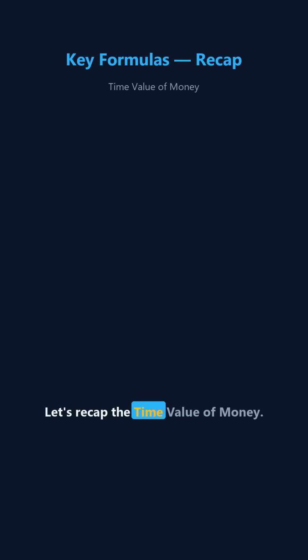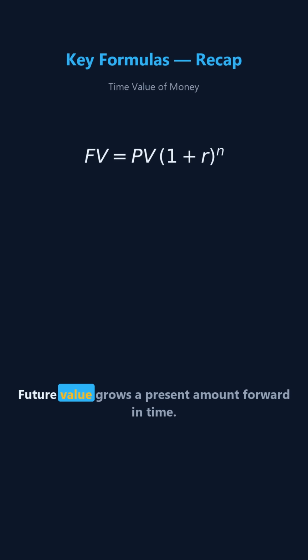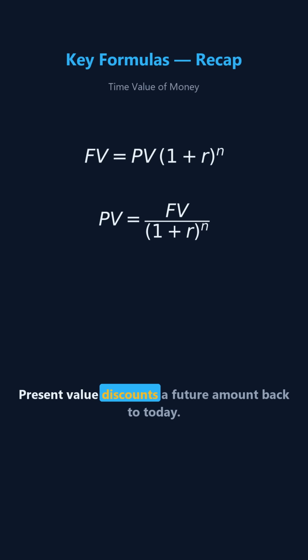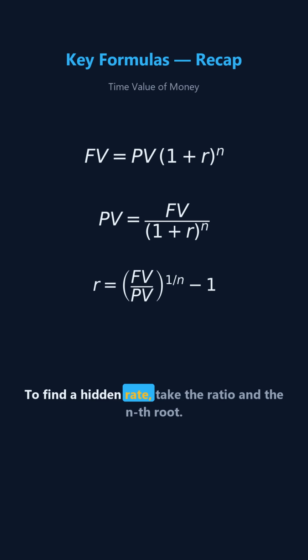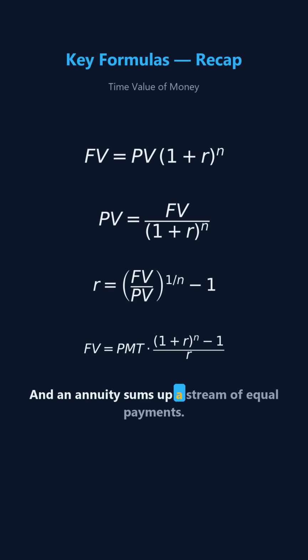Let's recap the time value of money. Future value grows a present amount forward in time. Present value discounts a future amount back to today. To find a hidden rate, take the ratio and the nth root. And an annuity sums up a stream of equal payments. Master these 4 and the rest of finance follows.